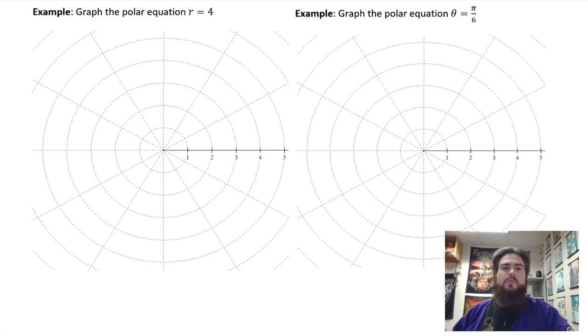In this example, we are going to graph two polar equations. First case, we're going to graph r equals 4, and in the second case, we're going to graph theta equals pi over 6.